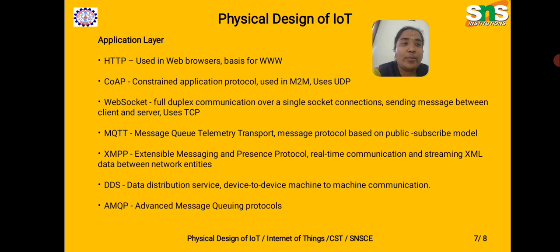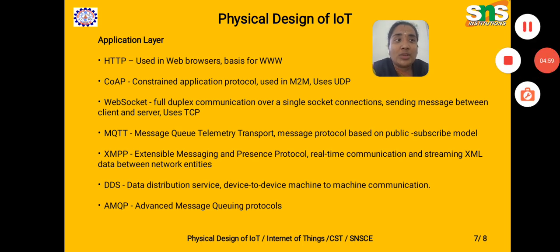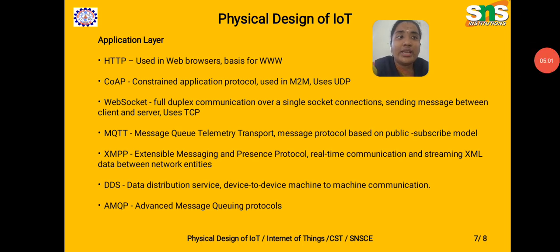In the message queuing protocol, one publish-subscribe model is being used. XML streams data between network entities and other devices. Machine-to-machine communication and device-to-device communication have been used in an earlier phase of these protocols, because the application layer is a main layer which web browsers use as a basis for the WWW, and the constrained protocol uses UDP etc. The advanced message queuing protocol is a very important one.